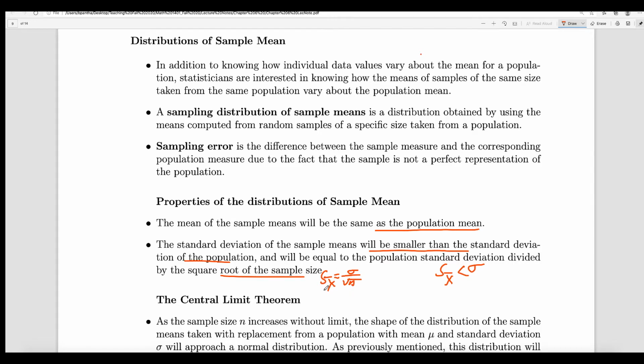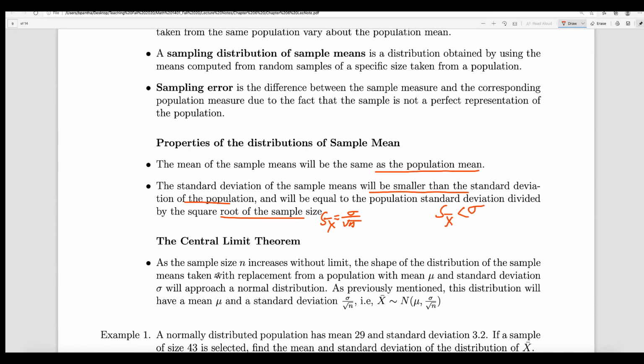Okay, let us state the central limit theorem. As sample size n increases without limit, the shape of the distribution of sample means taken with replacement from a population with mean mu and standard deviation sigma will approach a normal distribution. If you pick many samples with bigger and bigger sample size, then the distribution of the sample mean will be approximately normally distributed. As previously mentioned, this distribution will have mean mu and standard deviation sigma over root n.